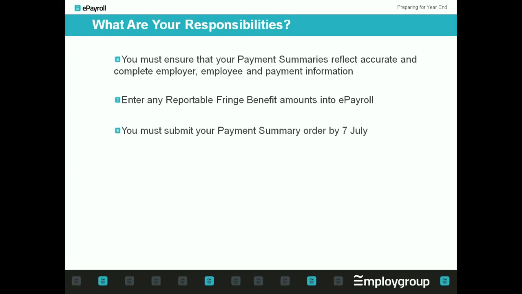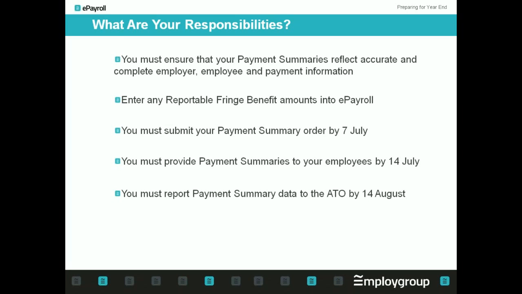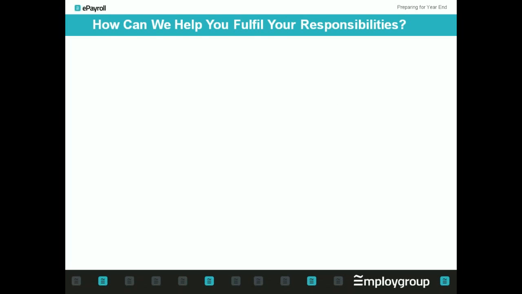Now we will extend that until the 10th, which is a Monday, because that short week until the 7th will make it hard for a lot of clients, but ideally if you can, we'd like your payment summary order by the 7th of July. You need to provide payment summaries to your employees by the 14th of July, and you must report payment summary data to the ATO by the 14th of August.